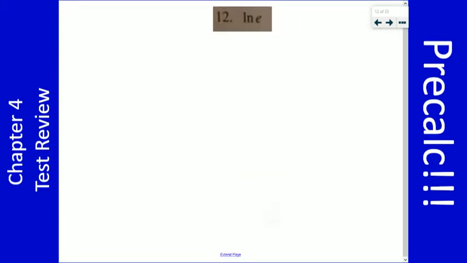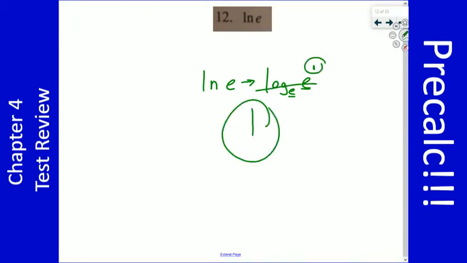Number 12, ln e. Same idea. If you have ln of e, it's the same thing as logarithm base e of e. And since we can't see an exponent, we assume our exponent to be 1. So since the base here and our thing raised to an exponent are the same number, they reduce out and we're left with the exponent as our answer. So that simplifies to be 1. Another way you could do that would be just typing ln of e into your calculator and you'd be in good shape.